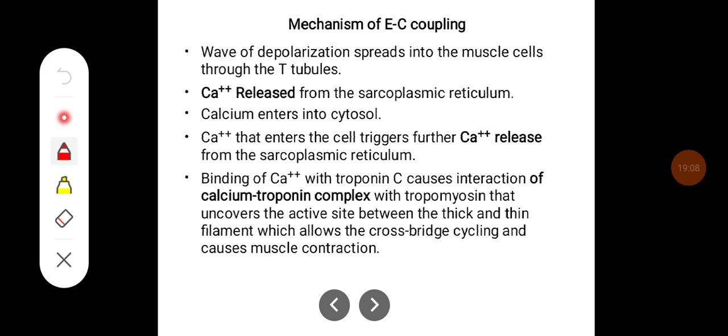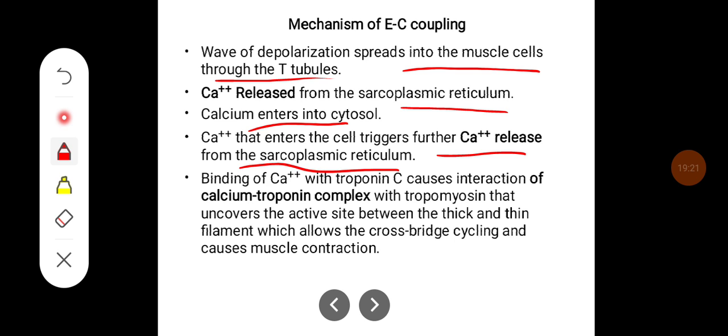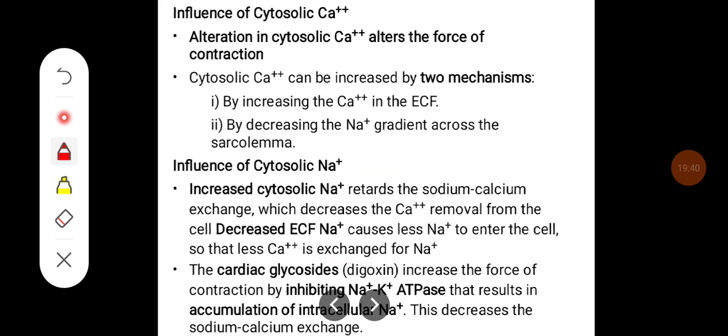When the wave of depolarization spreads into the muscles through the T tubules, calcium enters into the cell and triggers the calcium release from sarcoplasmic reticulum. Binding of calcium with the troponin C causes interaction of the calcium troponin complex with the tropomyosin, that uncovers the active site between thick and thin filament, which allows the cross bridge cycling and causes muscle contraction, like in skeletal muscle fibers. Alteration in the cytosolic calcium alters the force of contraction.